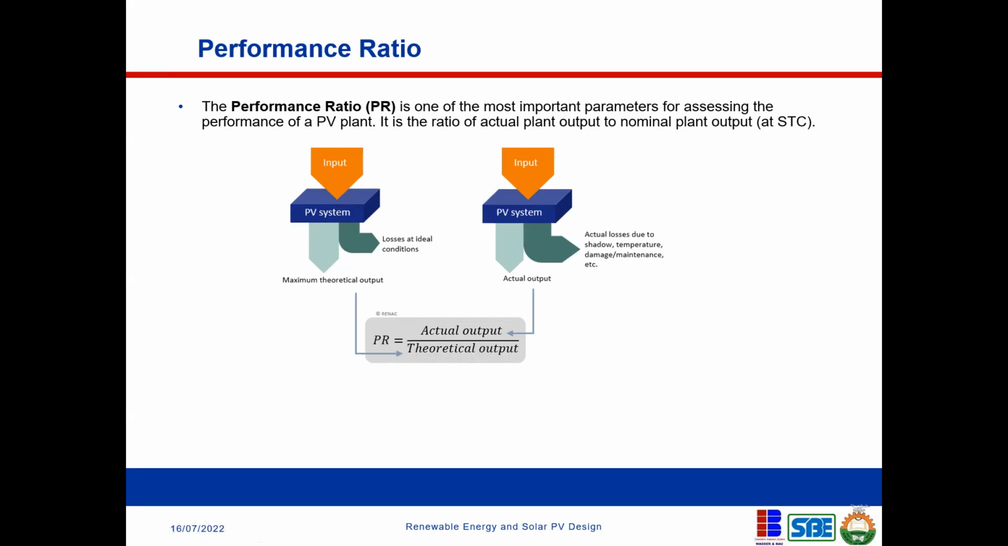So the solar panel is rated 400 watts. If it's rated 400 watts, then the theoretical output becomes 400 watts. And if you install it and you're getting 350 watts from it, then your actual output becomes 350 watts. So if you do 350 divided by 400 times 100, you have 87.5%. So your performance ratio is 87.5%.